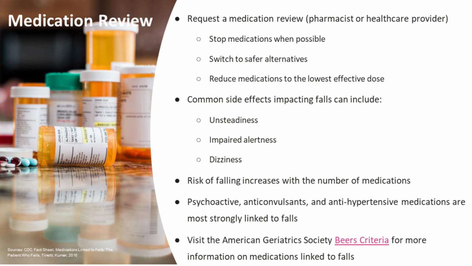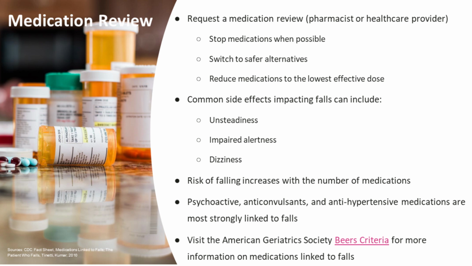And we do know that there's certain types of medications like psychoactive, anti-convulsants, anti-hypertensive meds. Those are often linked to falls. They have a higher falls risk. There's also an entire list of medication that the American Geriatrics Society puts out. It's called the Beers Criteria, and we're not talking about a pint or an ale of beer here. It's just what it's called, the Beers Criteria.